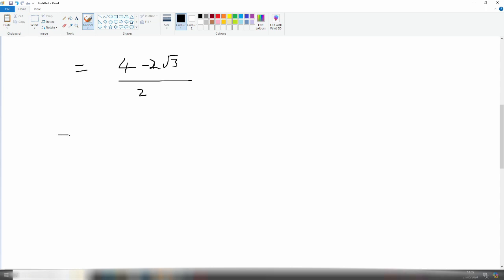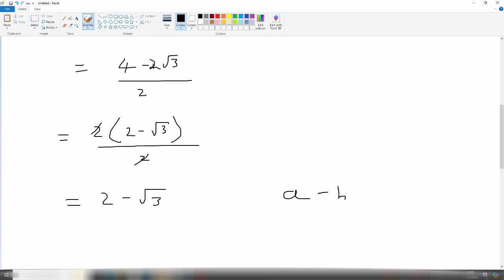Let's factor out the 2. Cancel, cancel. So that all comes to 2 minus root 3. And we want this in the form of a minus b root 3. So simply by inspection, a is 2 and b is 1, because there's no coefficient in front of the root 3.